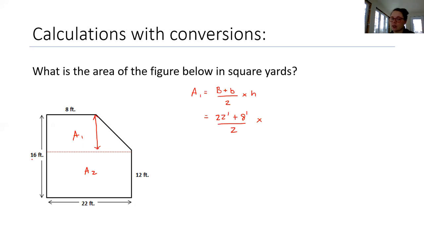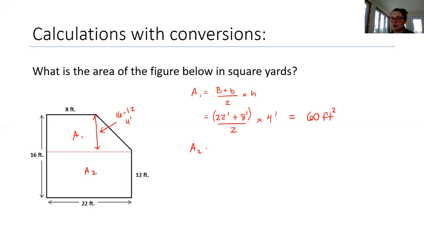Now the height is this height here. We know it's 16 feet altogether. There's 12 feet on this side. So this must be 16 minus 12, which is 4 feet. So that's our height. Putting all of that in your calculator, follow order of operations. Make sure you do that 22 plus 8 first, then divide it by 2, and then we multiply by 4. That will give us 60 square feet.